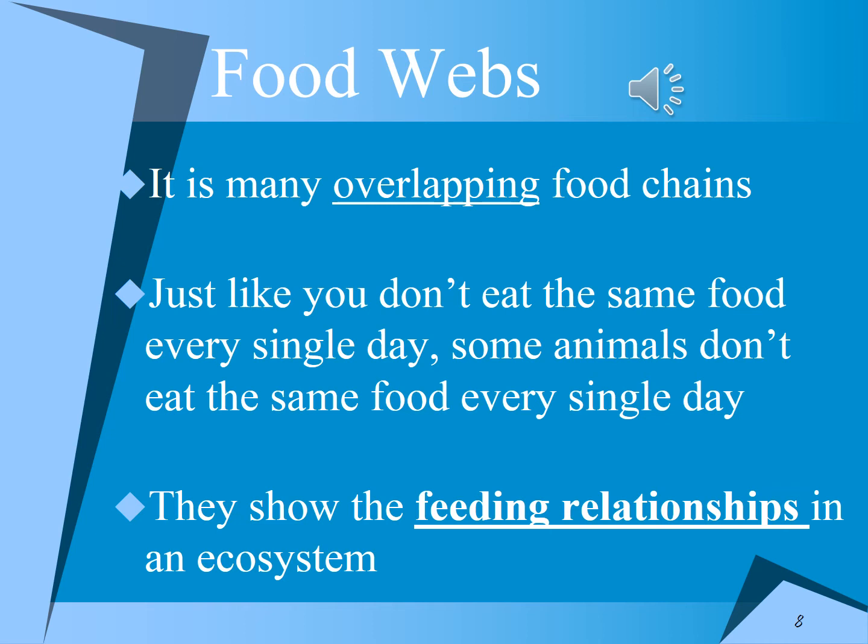So what does a food web truly show? It shows the feeding relationships in an ecosystem. So it will show, for example, a lion can eat a giraffe, but it can also eat a zebra, and it can also eat a hyena. So basically, it shows that you can have several food chains in a food web.